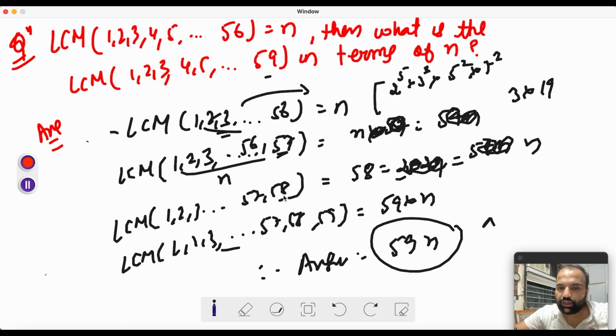Same with 58, LCM would not change because 2 and 29 are both already present, and n is the LCM of everything, 2 and 29 as well. But with 59 it will change because 59 is a prime number. It has never in any way been expressed in the given series. Therefore 59 is a new number, so we have to multiply it with n, and 59n is our required answer. I'll do another question.